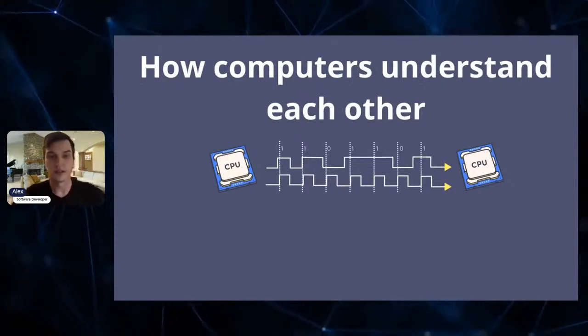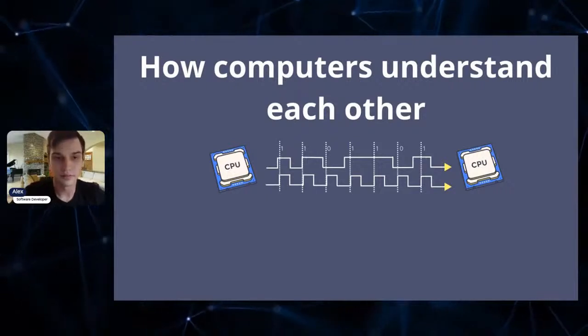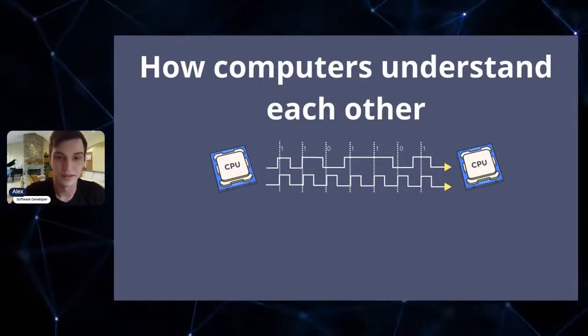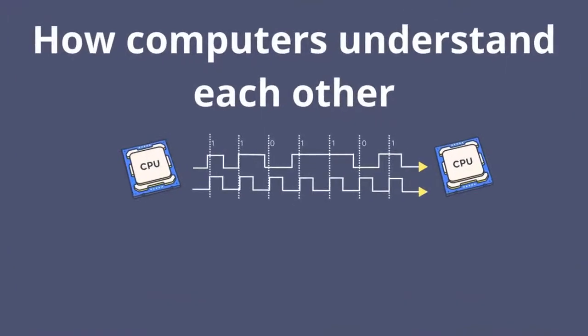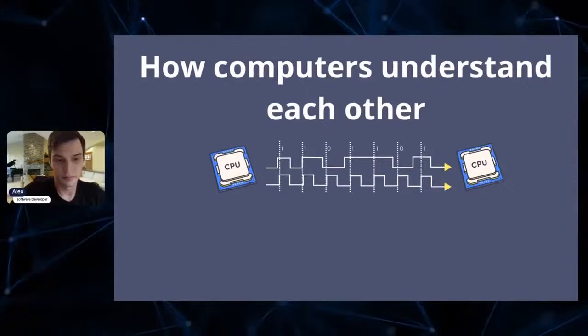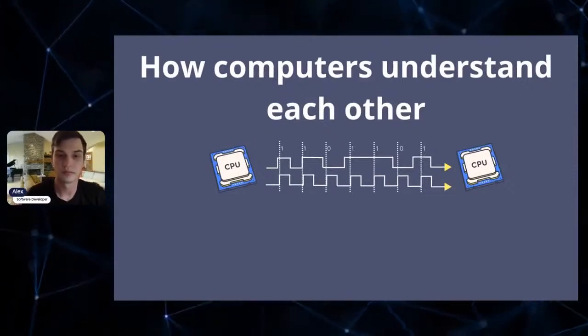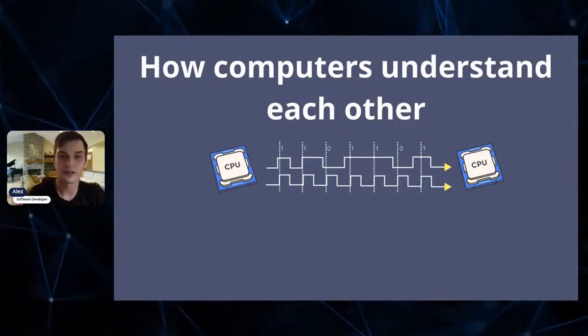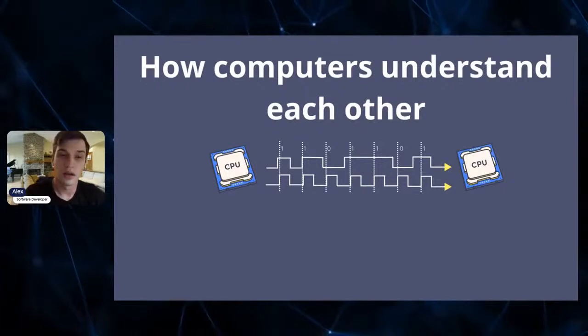So we need the second line of the communication, which is the clock line. Engineers called it like this. This is the line with fixed frequency, and the second CPU reads data from the data line every time the voltage on the clock line goes up. And okay, now we can send some amount of data from the first CPU to the second.